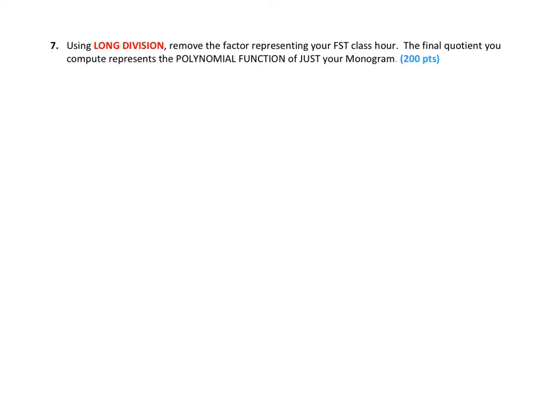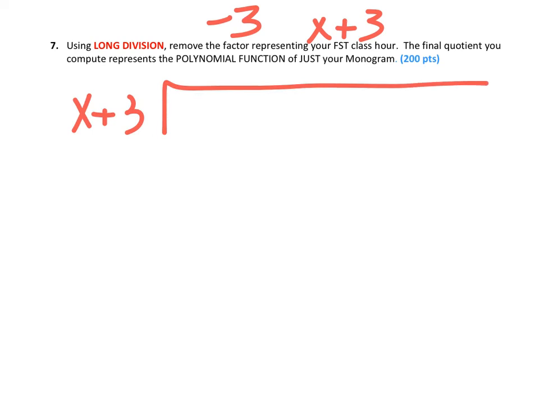Now, I was using third hour, so when I wrote my initial polynomial, remember I used the 0 of negative 3, which was the factor of x plus 3. So now I need to long divide out the factor of x plus 3 from my 4th degree polynomial, which is going to be underneath here.